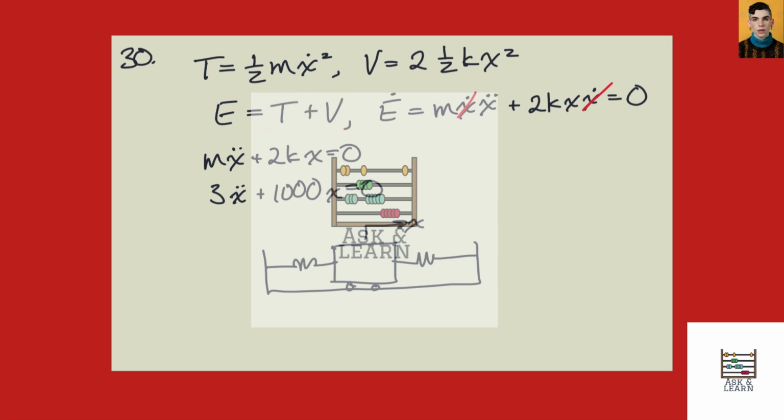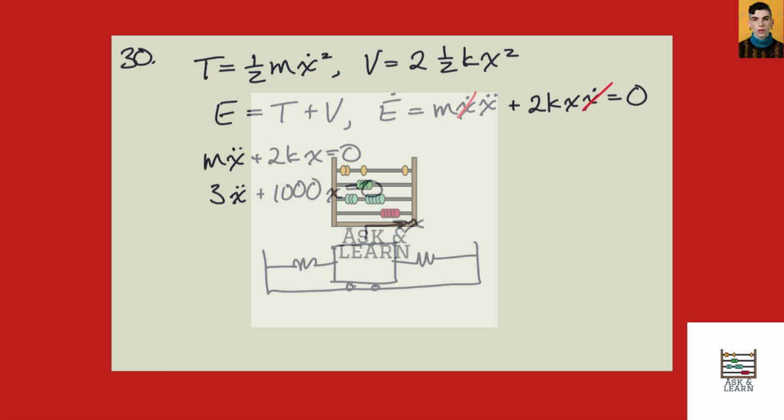Now, our total energy is the kinetic plus the potential energy, and we know that it's conserved. So we can take the time derivative. Being conserved means that it's not changing with time. So if we take the time derivative, that has to be equal to 0. Now, taking the time derivative of T, we get m x dot x double dot.